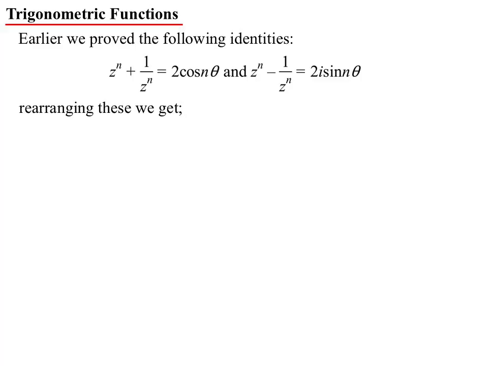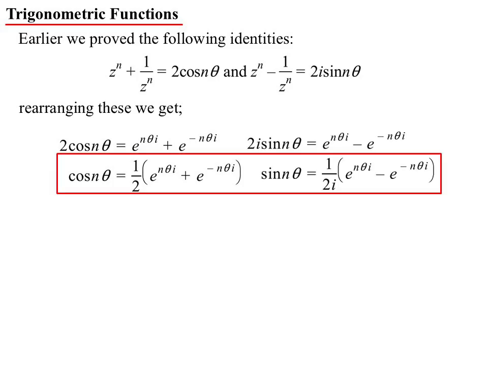If I rearrange those, I can get some formulas for cosine in terms of exponentials, but also sine in terms of exponentials. So we now have these ones. The cosine of nθ will be a half of, but now it's a number plus its conjugate in exponential form. And the sine of nθ is 1 over 2i, not 1 over 2, but 1 over 2i, the number minus its conjugate in exponential form. Let's now go and prove some stuff.